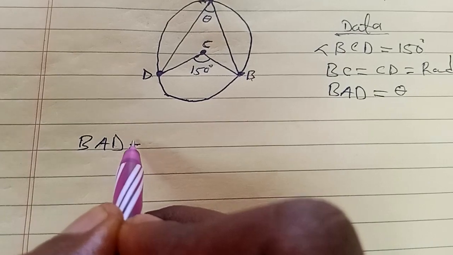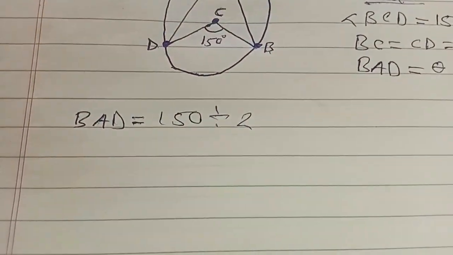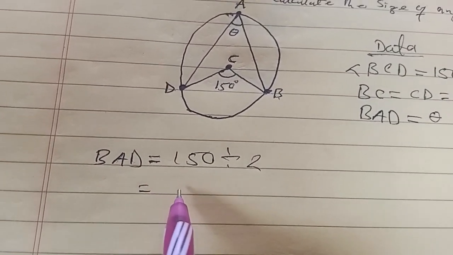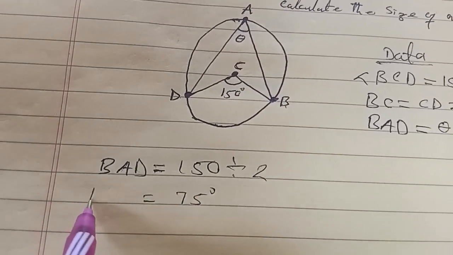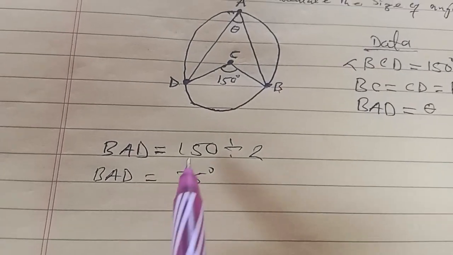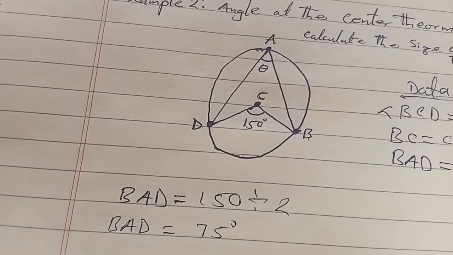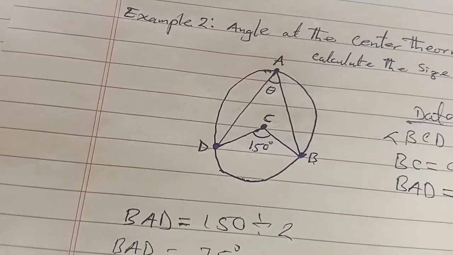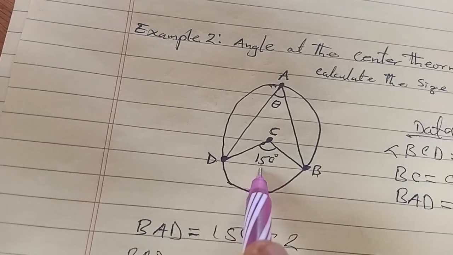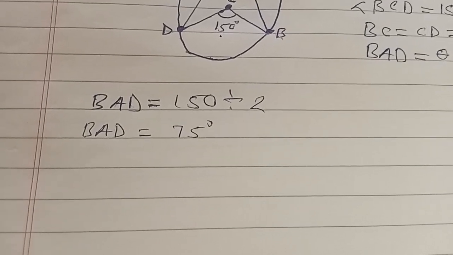So we can say BAD is just equal to 150 divided by 2, right? This is a theorem, right? So if we divide 150 by 2, we're going to have 75 degrees. So BAD is 75 degrees. Now this 75 degrees, in another question, if they give you this 75 degrees and then say you should find this point C, you're going to multiply this 75 by 2. That will give you 150, right? So that's why I say that the angle at the center is twice the angle at the circumference, right?